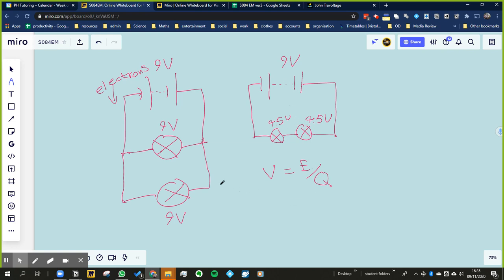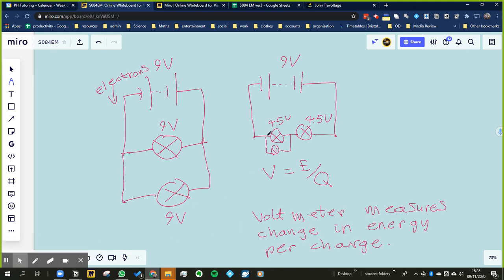And I said that the voltmeter, so when we set a voltmeter, like let's do one here, that is measuring the change in energy per charge. Okay, so voltmeter measures the change in energy per charge. So that's why you have to have a voltmeter measuring before and after. And so it needs to be in parallel because it's measuring the energy per charge before compared with after. Now, we also call this potential difference, or PD. And the potential difference is the loss in energy per charge between 2 points.